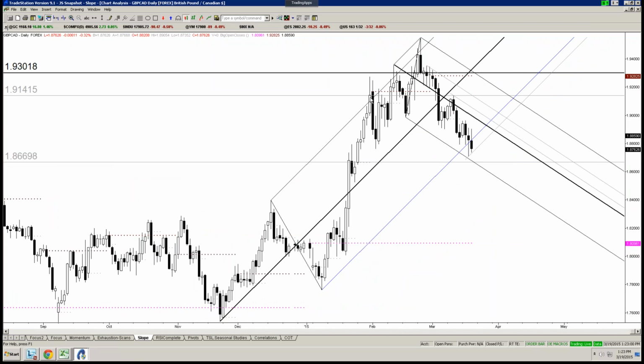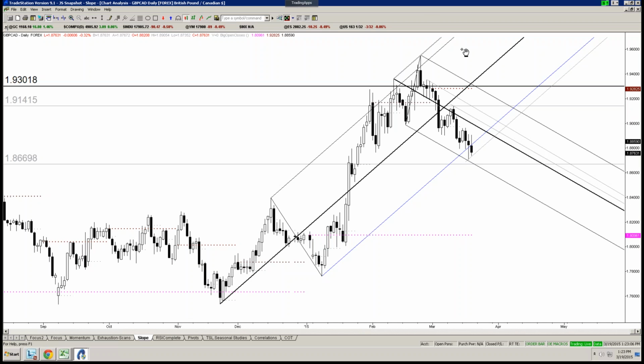You have the market trade up through the top of the parallels. Typically when you get something like that, it means that when you return to the lower parallel, you have a better probability of holding. Now, so far we haven't really held. We dipped below yesterday but closed above. That's actually a bullish sign, but here we are today again, back below.